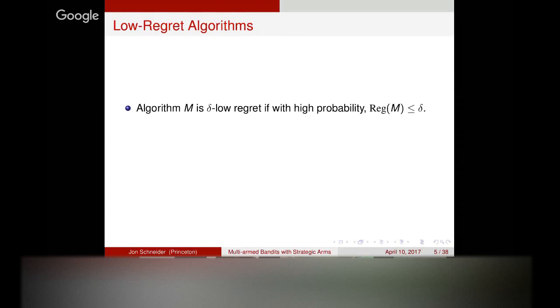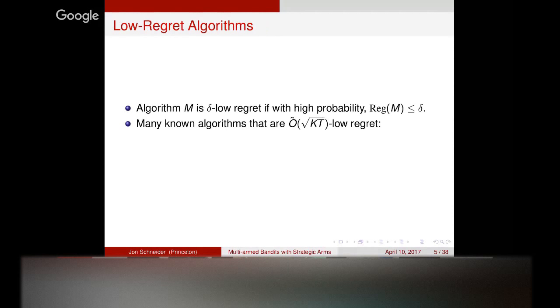We'll say an algorithm is delta-low regret if, with high probability, the regret of the algorithm is at most delta. So not taking expectations as usual; we'll do the strong version, just with high probability. Some of these things you only need expectation for, and we'll mention that later. But for simplicity, let's just look at algorithms which are low regret in the adversarial case with high probability.